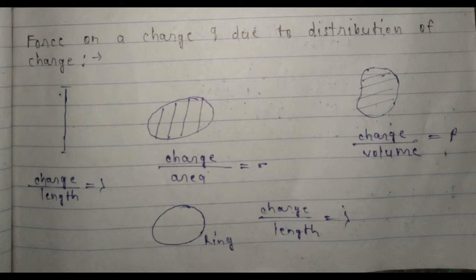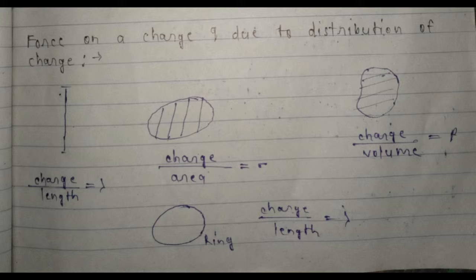A charge q due to a distribution of charges. By distribution, I mean it could be a charge distributed over a line, and this I will say charge per unit length will give me the distribution.